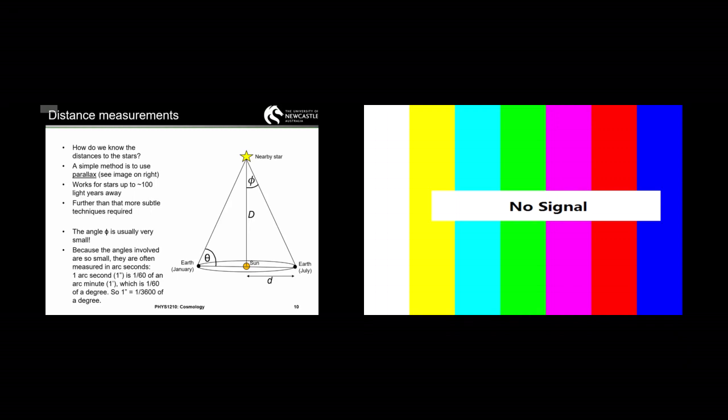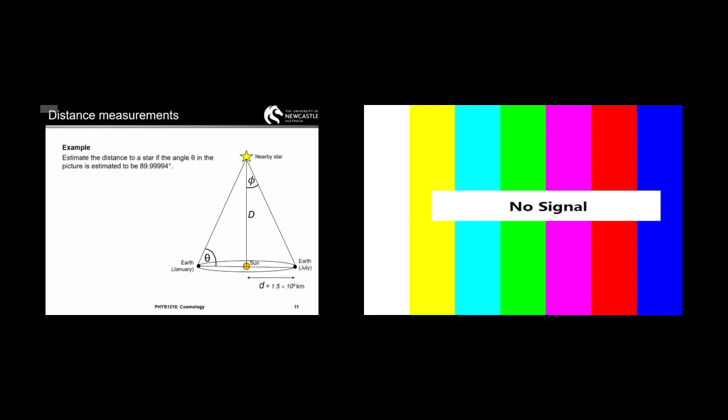So if you take a degree, so 360 degrees in a circle, if you take 1 degree and you split it up into 60 segments, those are called arc minutes. And then if you split each of those into 60, those are called arc seconds. So 1 arc second is 1/3600th of a degree. So usually we're measuring in arc seconds in these tiny increments of angle.